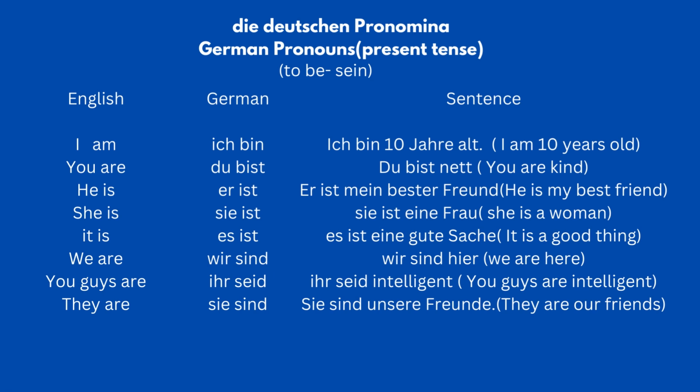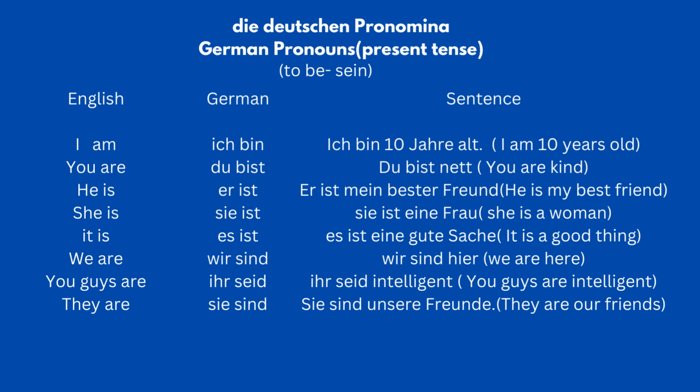So let's see the German pronouns in present tense. If you conjugate to be, it is I am, you are, he is, she is, it is, we are, you guys are, they are. So same in German, sein. If you conjugate sein: ich bin, du bist, er ist, sie ist, es ist, wir sind, ihr seid, sie sind. We, you guys, and they are plural.